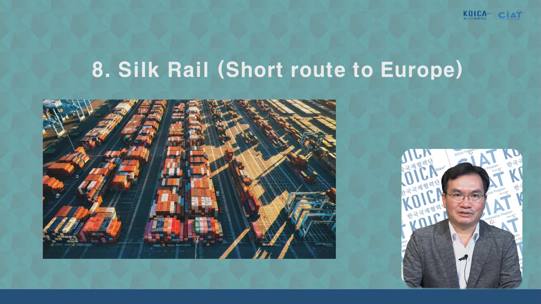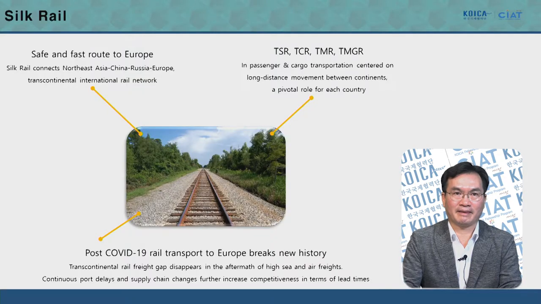Now I will introduce Silk Rail, which is a short route to Europe. Silk Rail connects Northeast Asia, China, Russia, and Europe, a transcontinental international rail network, which is a safe and fast route to Europe. In passenger and cargo transportation, centered on long distance movement from continent to continent, it plays a pivotal role for each country. Main routes are TSR, TCR, TMR, TMGR, which will be explained in detail in the next chapter.